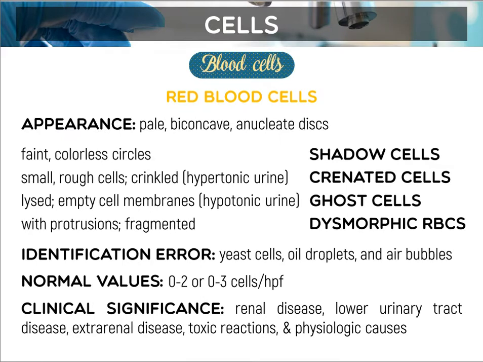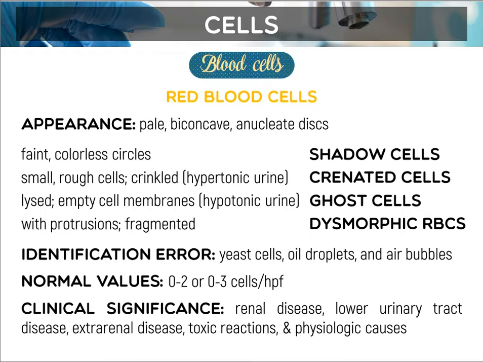First is your red blood cells. So they are approximately 7 µm in diameter. So they are identified using our HPO. So we identify your red blood cell using your HPO and we report them as your average per HPF. Okay? So we have different types of blood cells depende sa pH sa urine. So here we have your shadow cells.